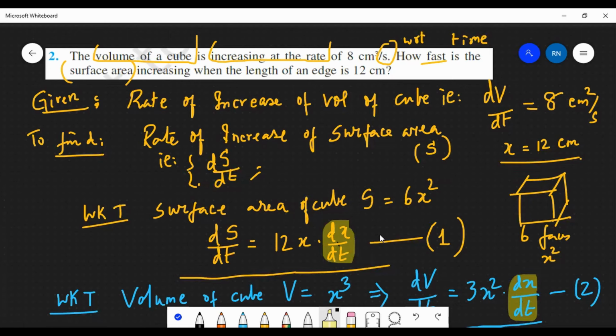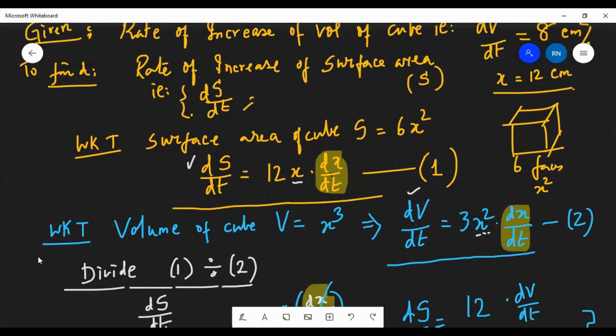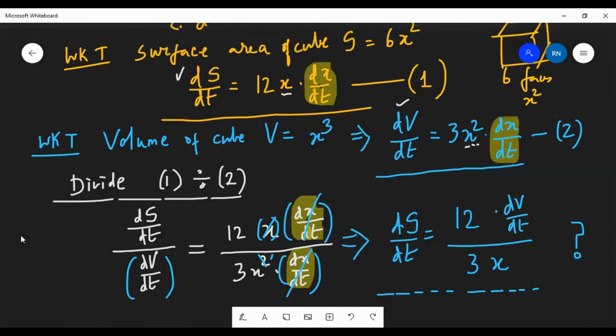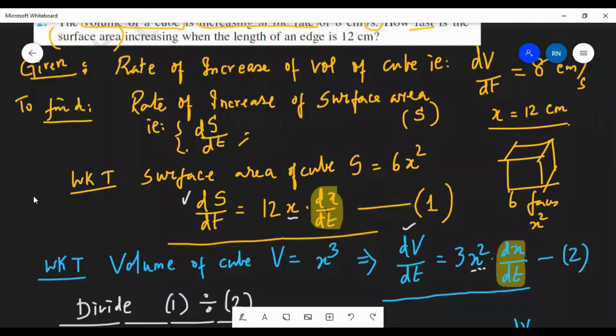LHS and LHS, RHS and RHS. We have divided so that the dx by dt term is getting cancelled off. And we know everything: the value of x, the value of dV by dt, only dS by dt is to be found. So that can be done easily by cross multiply. So from students, I want to gather how the differentiation part and dividing one equation by the other. Are you understanding the procedure? And till here, dS by dt is 12 dV by dt by 3x. And those who want to write down, please write down also the solution if you have not copied sufficiently.